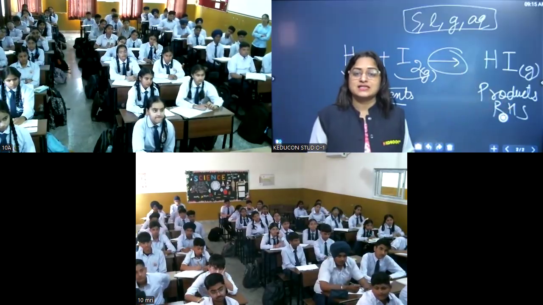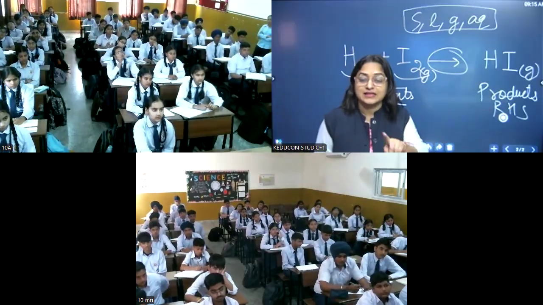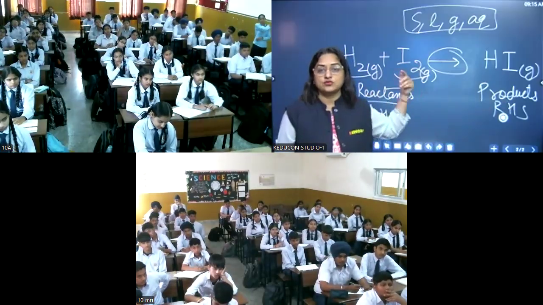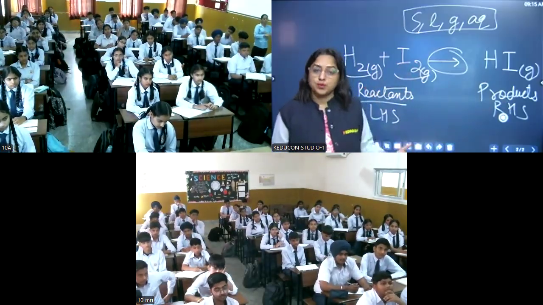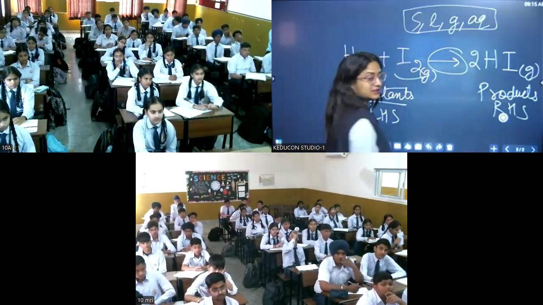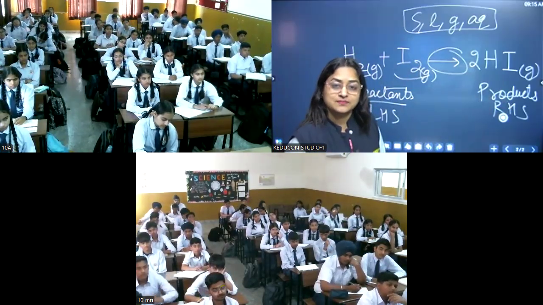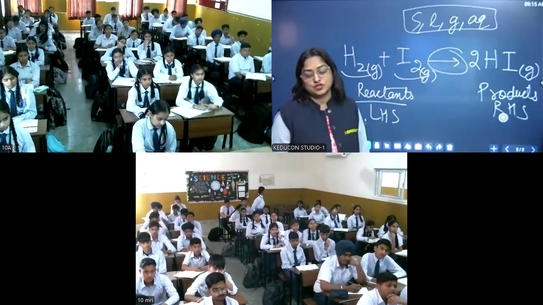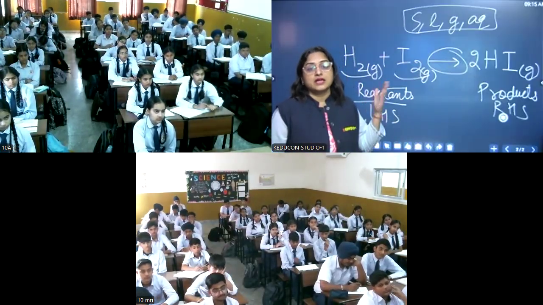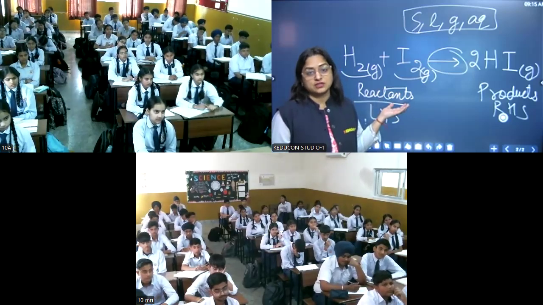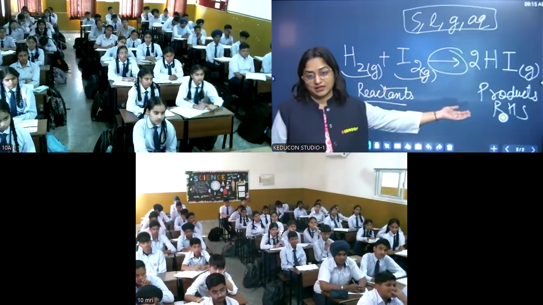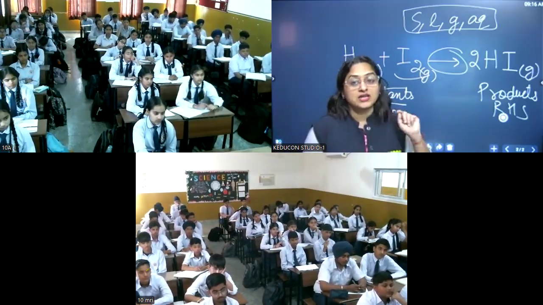Law of conservation means whatever you have taken, you'll get the same. Balancing of an equation is necessary because you cannot create anything, you cannot destroy anything. If I do not balance it, that means I've lost one hydrogen and one iodine, which is not possible. So to balance it, I have to equate the number of atoms on both sides, and that is necessary because everything follows the law of conservation. So this is a chemical reaction.